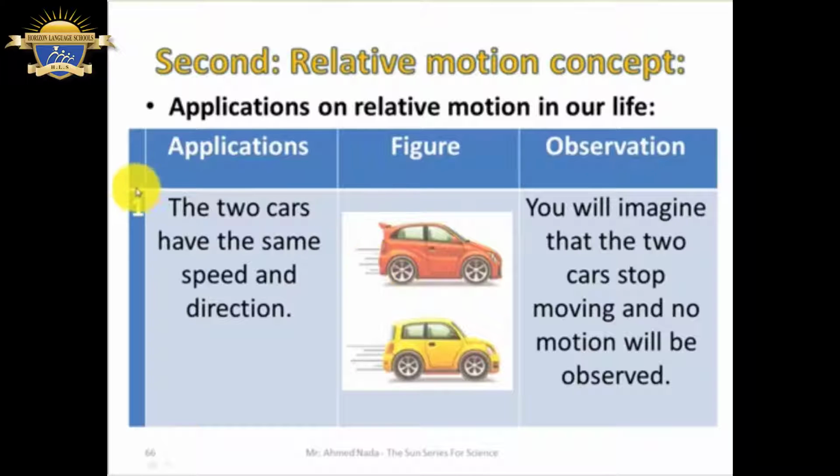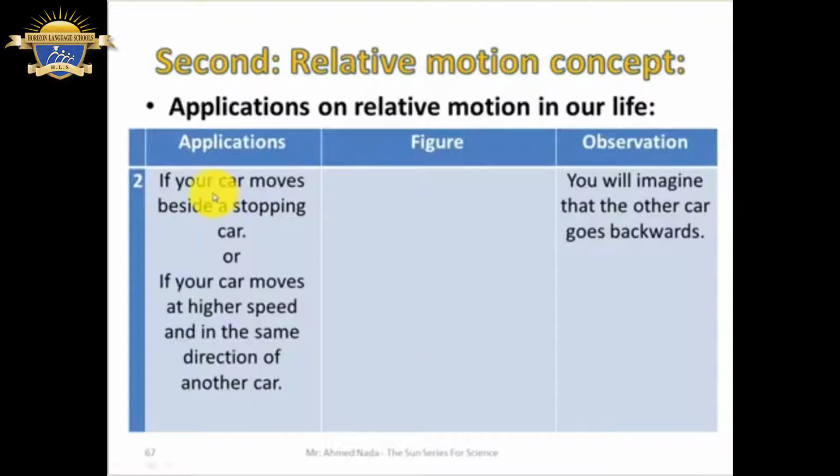Application number 1. There are two cars of the same type, with the same speed and direction. What is the observation? As in the figure, you will imagine that the two cars have stopped moving and no motion will be observed. This is according to the reference point. Okay, this is an observation.